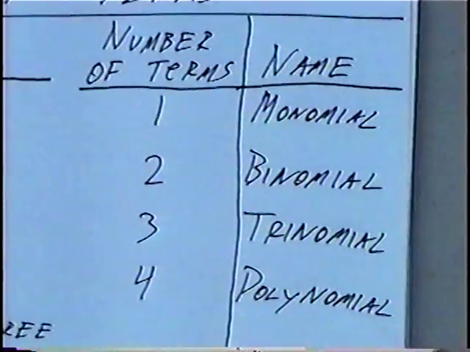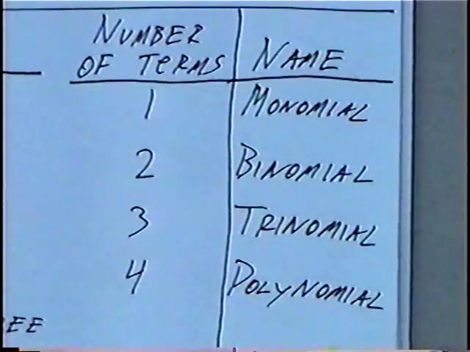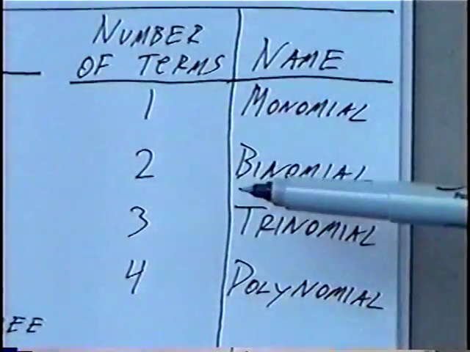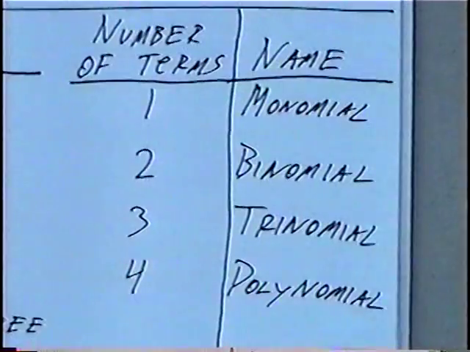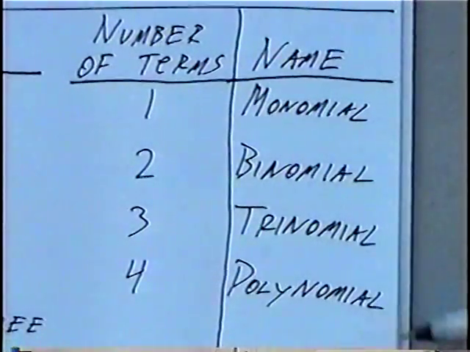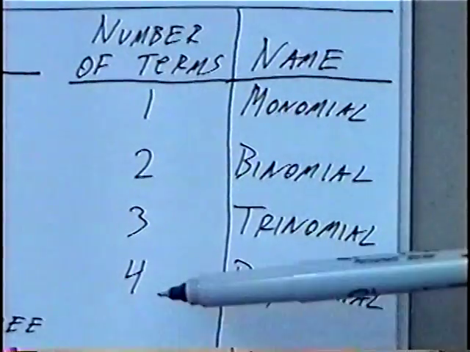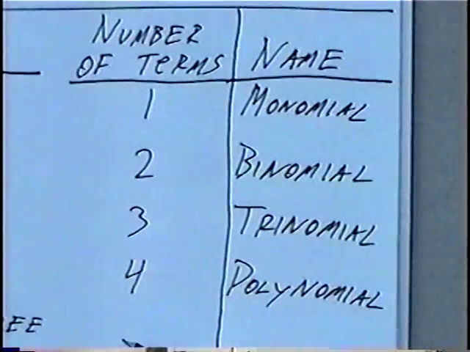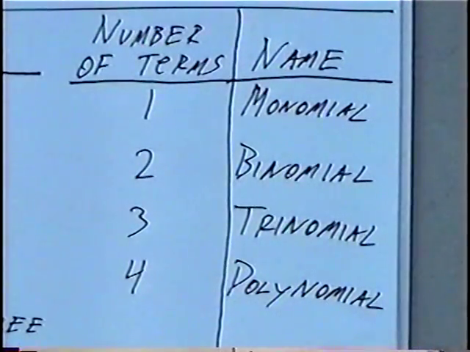The second table, we can also classify by the number of terms. If you have a single term, that's a monomial. If you have 2 terms, a binomial. 3 terms is a trinomial. And 4 terms is a polynomial. Anything above 4 is going to be a polynomial. For example, if we have 5 terms is also a polynomial.